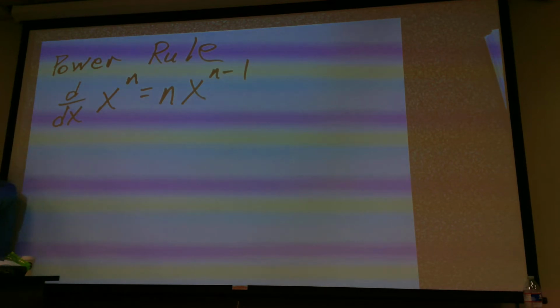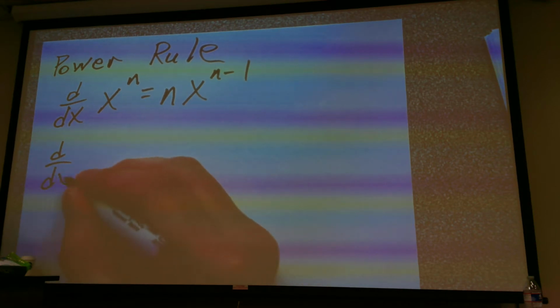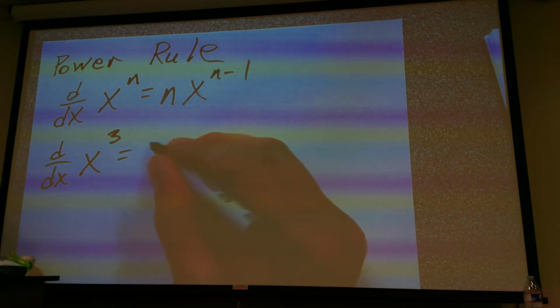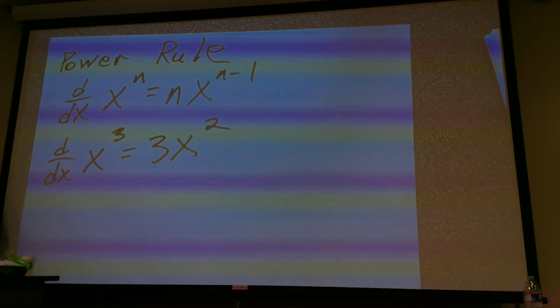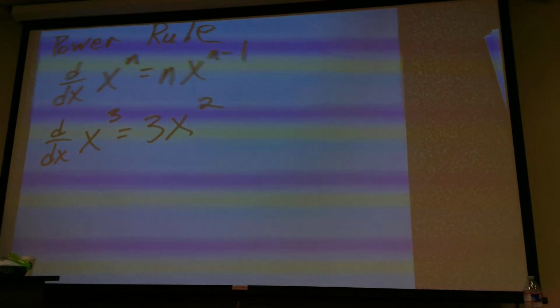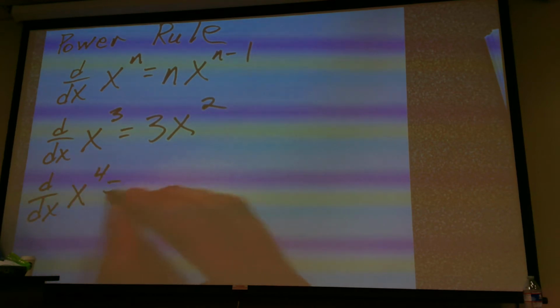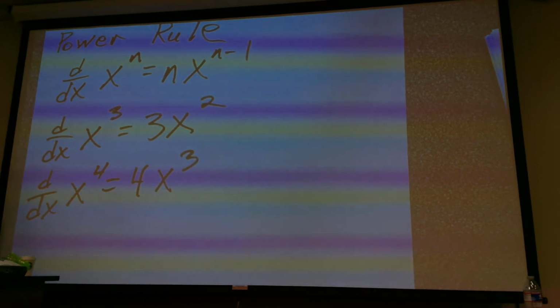So let's say we were taking something like the derivative with respect to x of x cubed. What is that going to do? That's going to spit out a 3, and it's going to drop the exponent down to 2. So let's say I was taking the derivative of x to the 4th. Well, it's going to spit out a 4, and it's going to drop it down to a 3.